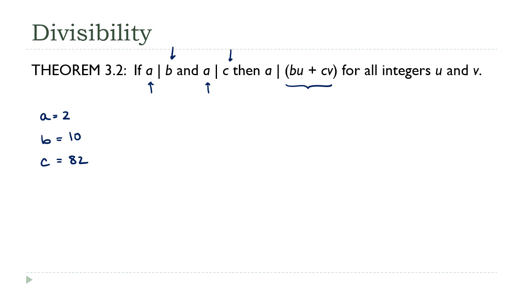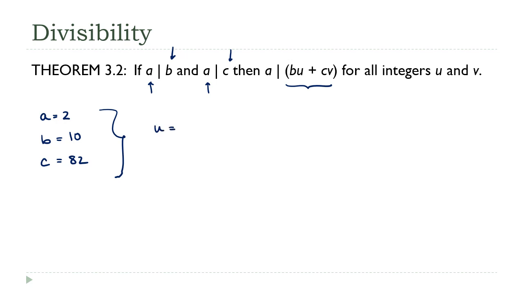All right, then what the theorem is saying is that I can pick any two integers, u and v. If I multiply B and C respectively by those numbers and add them together, A has to go into that sum. Okay, so let's pick u and v. Again, I'm just picking at random here.